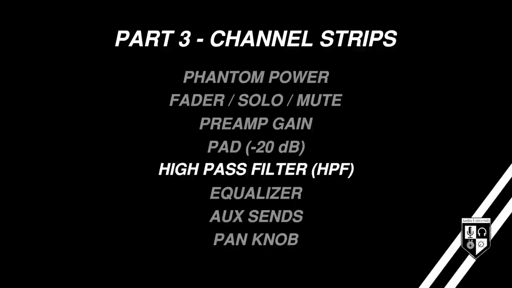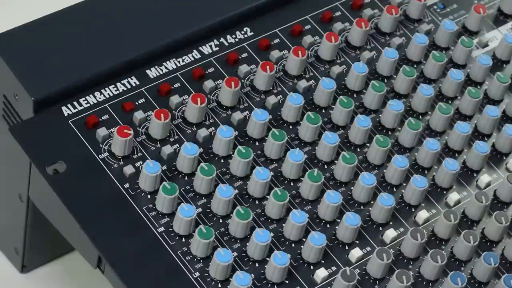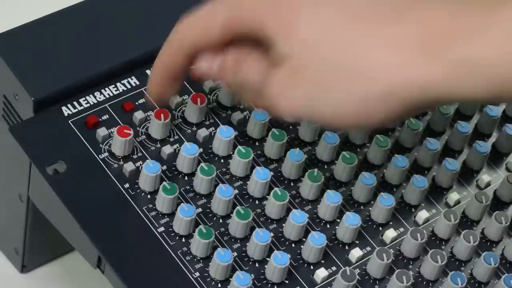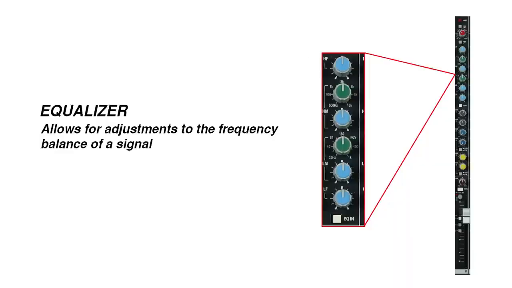This mixer has a high-pass filter marked with the letters HPF. A high-pass filter will reduce all frequencies below a certain point. To learn more about high-pass filters, watch this video I made, all about how they work and how to use them. The equalizer section of this channel strip gives me 4 bands of EQ: high, high-mid, low-mid, and low.